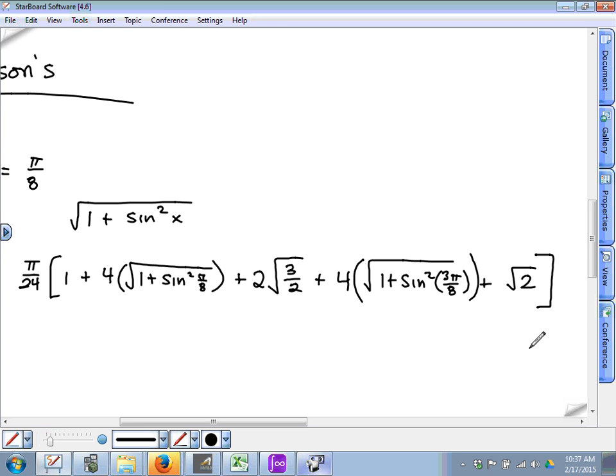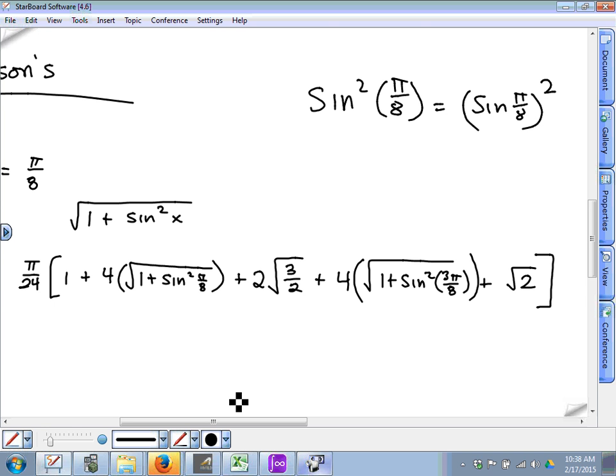This is what I would plug into the calculator just to avoid having to round here and round here. Otherwise, it gets maybe a little off. You do sine of pi/8 squared. In your calculator, to type sine squared, you would do sine of pi/8 in parentheses, make sure that's in parentheses, and then you square that. Sine squared of pi/8 is the same thing as sine of pi/8 squared. That's how you would have to type this in your calculator. You guys following?